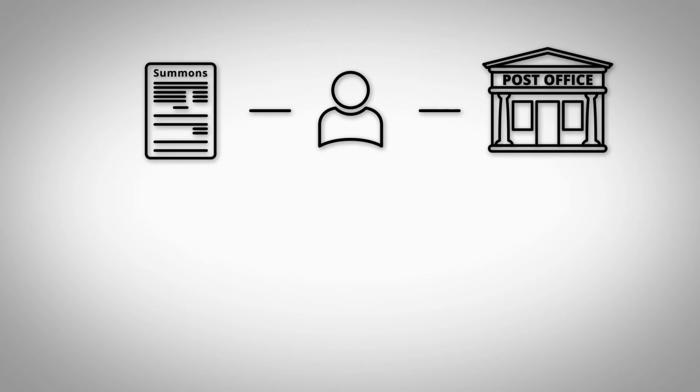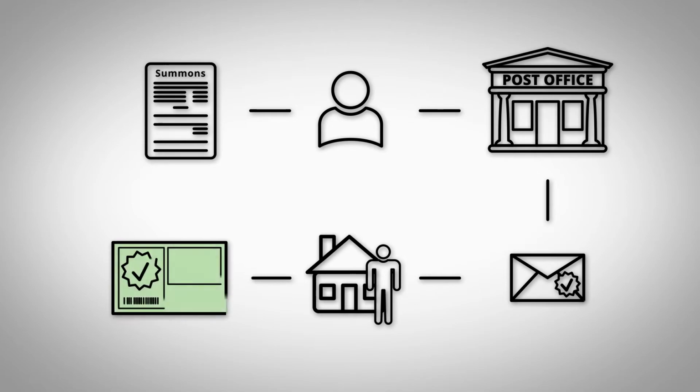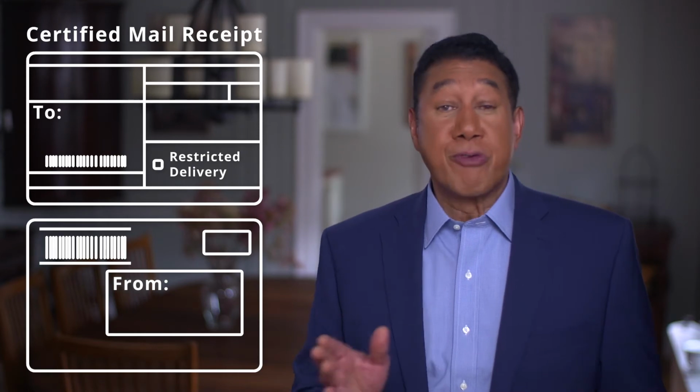To serve someone by certified mail, give the summons to an adult who is not directly involved in your case. Have that person go to any United States post office and send the summons by certified mail to the defendant. Make sure a return receipt is requested. Remember, you can't serve the defendant yourself. The person serving the defendant must not write your address in the from box. Also, ask the person to check off the box next to restricted delivery. This means that only the person listed in the to box, the defendant, can accept the delivery.